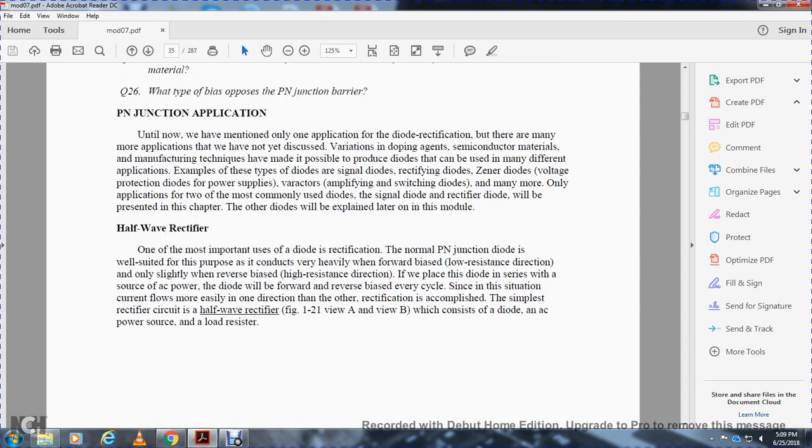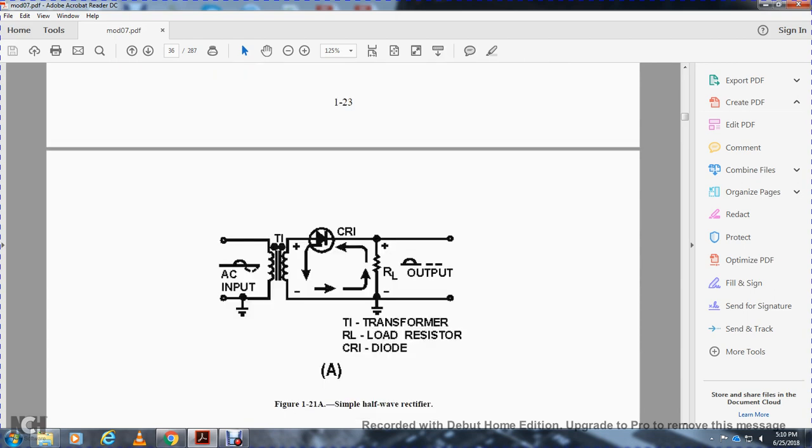Half-wave rectifier, and the most important use of the diode is rectification. The normal positive-negative junction diode is well suited, conducting heavily with forward bias, the low resistance direction, and only slightly with reverse bias, the high resistance direction. With a source of AC power, the diode will be forward and reverse biased every cycle. Since current flows easily in one direction, rectification is accomplished. The simplest rectifier circuit is a half-wave rectifier, figure 121, view A and view B, which consists of the diode, the AC power source, and the load resistor.